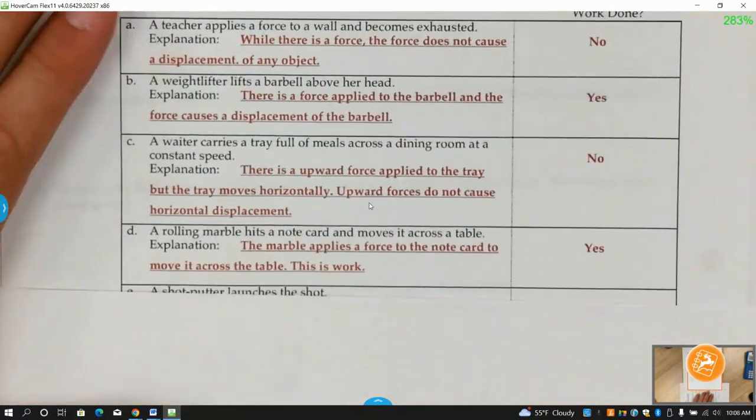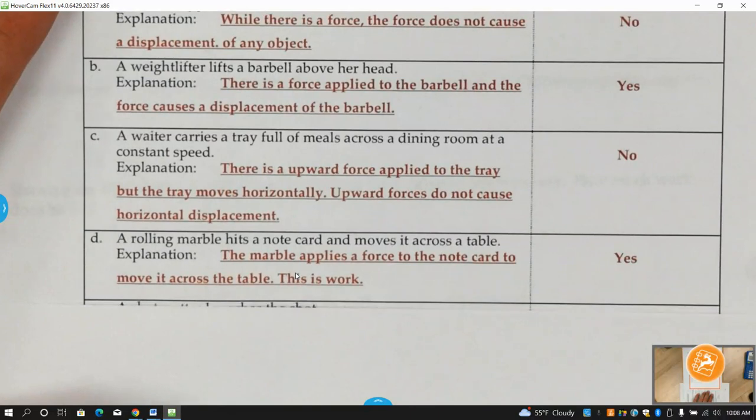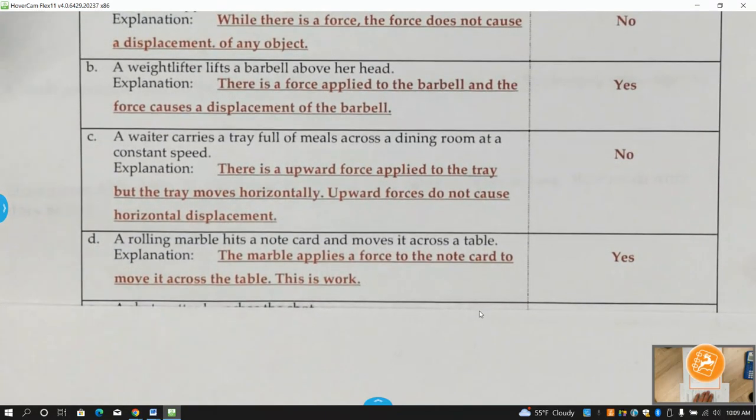Again, you guys want to simplify these things right here in the red. Marble applies a force to card, moving it across. So the marble, note card, force, moving the same direction. They're all very similar in these kinds of is it work or is it not? The explanations, you don't have to get as complicated as these.